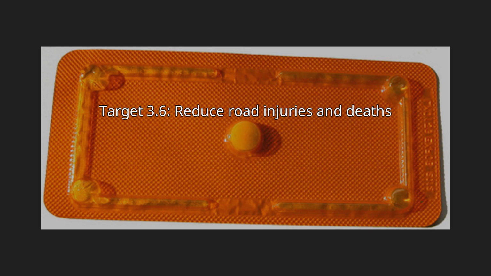Target 3.6. Reduce road injuries and death. The full text of Target 3.6 is, by 2020, have 50% less the number of global deaths and injuries from road traffic accidents. Target 3.6 has only one indicator, Indicator 3.6.1, which is the death rate due to road traffic injuries. The need for improvements in safer infrastructure and government regulation continues.